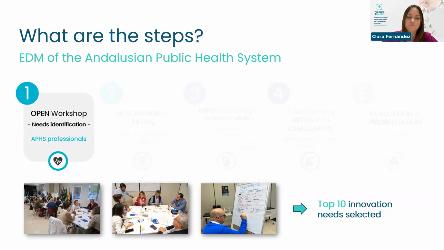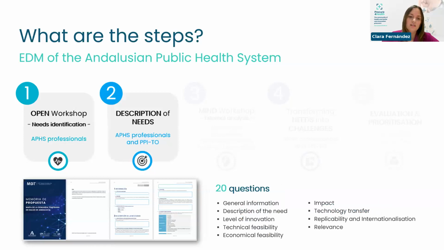Okay, so once the 24 needs have been identified, they are going to share with the audience all the needs and then decide by a voting process which are the most innovative or most relevant ones, so that at the end of this workshop, we are going to have the top 10 innovation needs selected, so that we can move to the second step, that is the description of those needs.